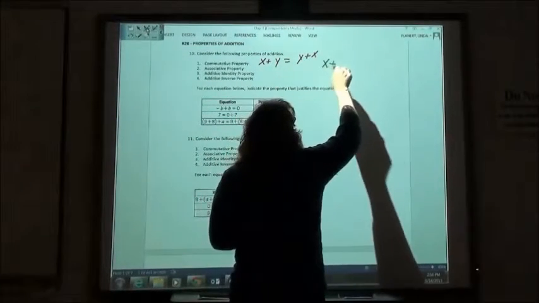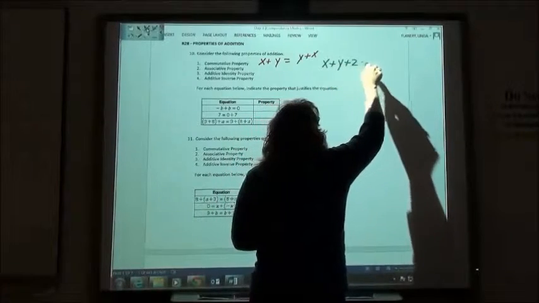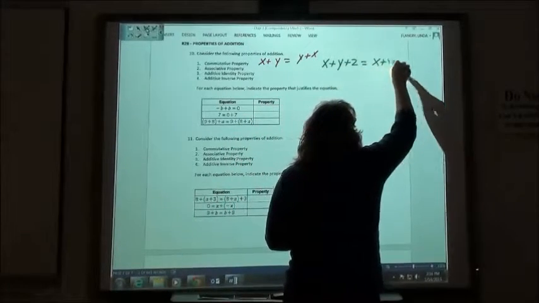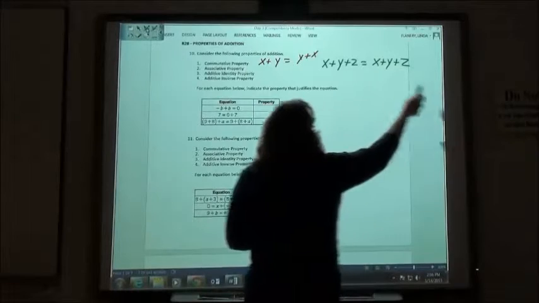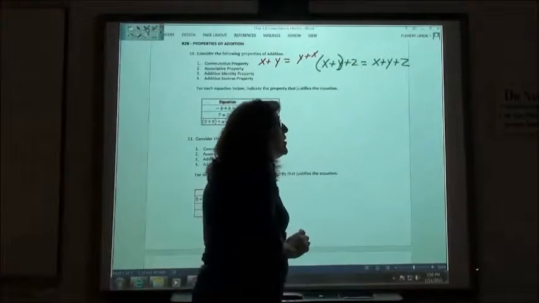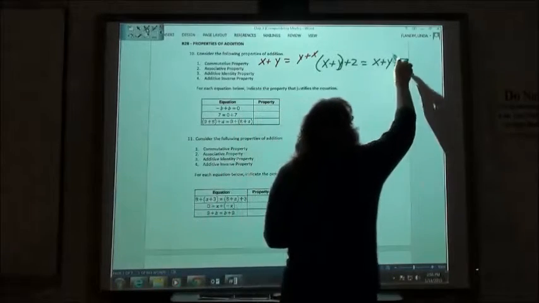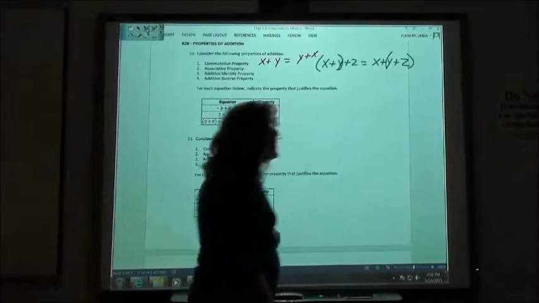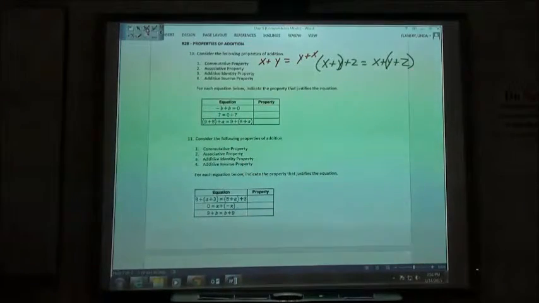If x plus y plus z equals x plus y plus z, on my associative property, one side will have the parentheses around the first 2. On the other side, it's going to have the parentheses around the other 2. So all I did was move the parentheses. I didn't change anything else in my expression.